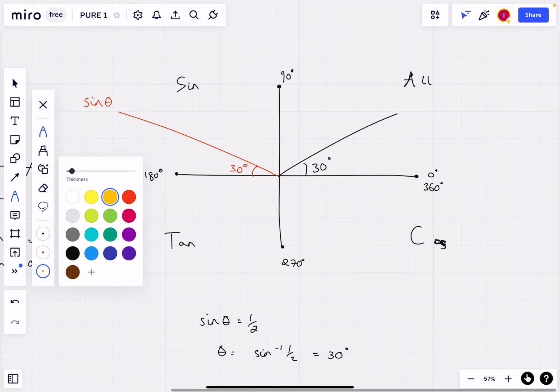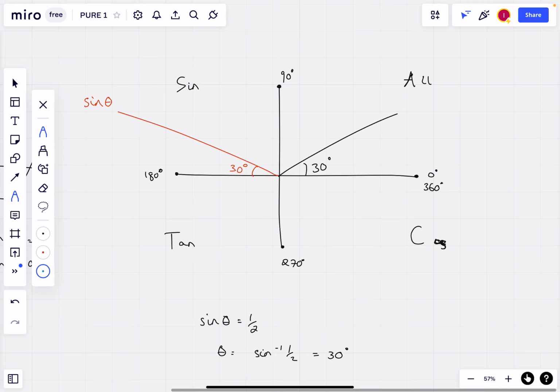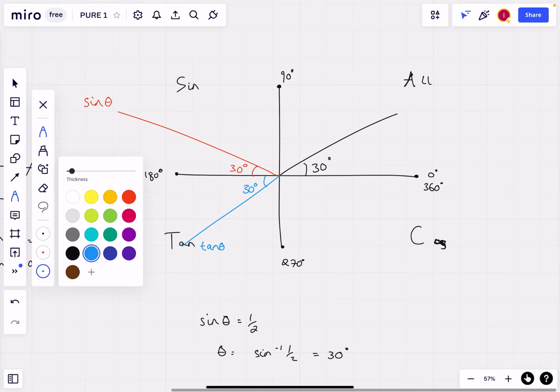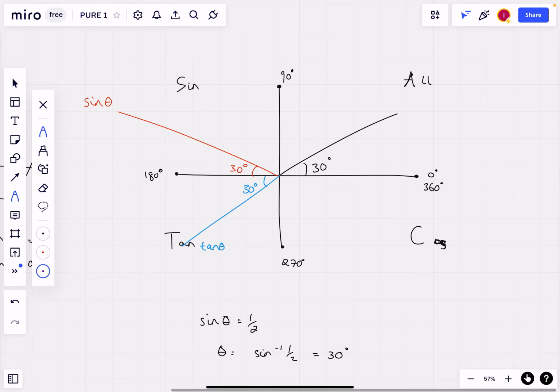If I have the tan function, it's just going to go straight through, like this. This is for tan theta, where this is 30 degrees. If I have a cos function, it's going to reflect in the vertical axis, where this is also 30 degrees.